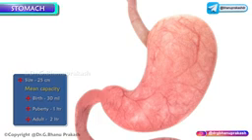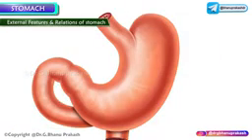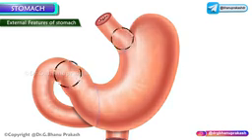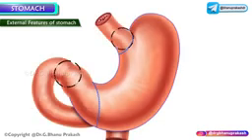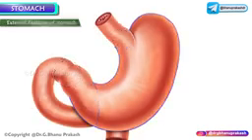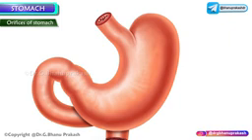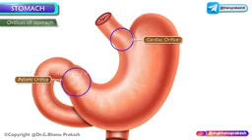Now let us concentrate on external features and relations of the stomach. So what are the external features? As you can see in this picture, the stomach has 2 orifices, 2 parts and 2 curvatures. So what are the orifices of the stomach? It has the cardiac orifice and next is the pyloric orifice.